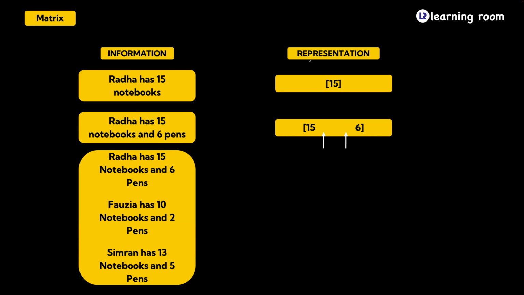What about Fauzia? If I talk about Fauzia, 10, 2. Then who is there? Someone, Simran. Okay. So 13... and is the point clear? So this is all we are supposed to do.